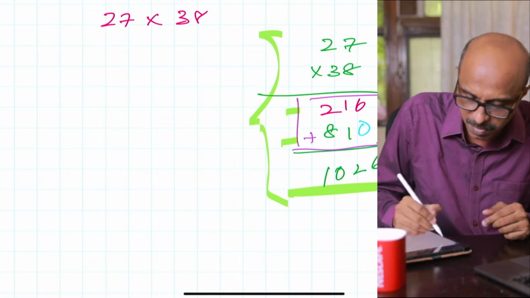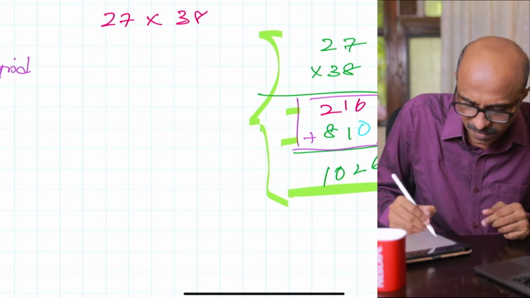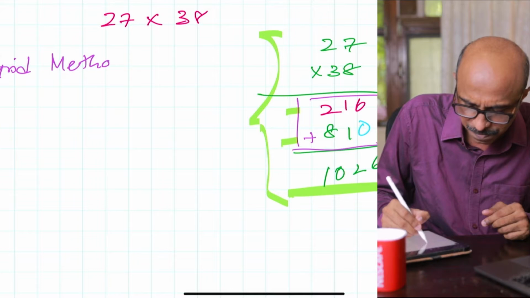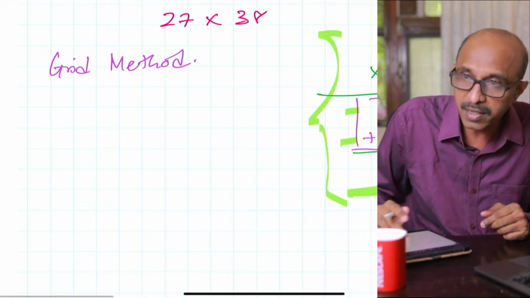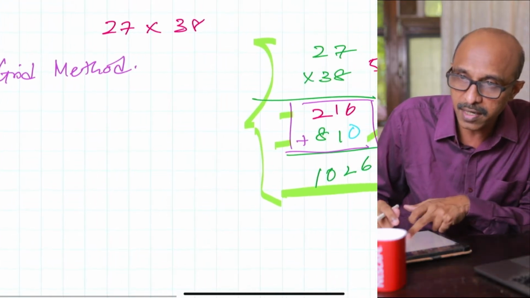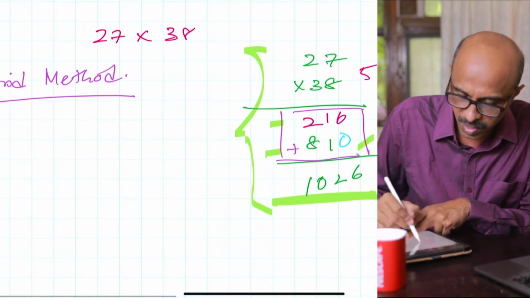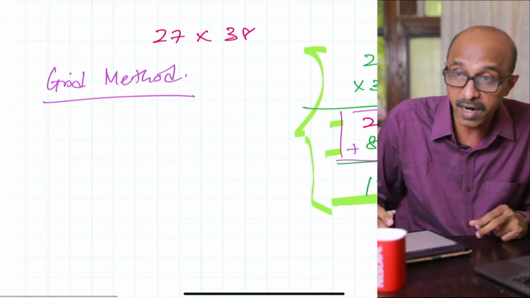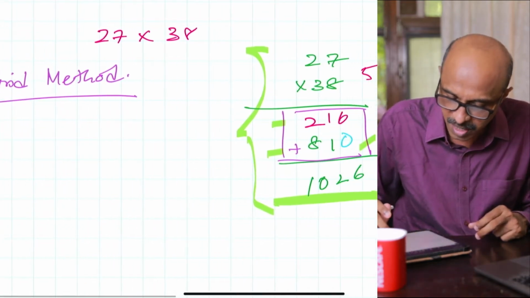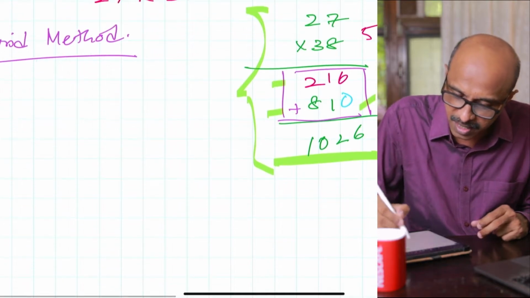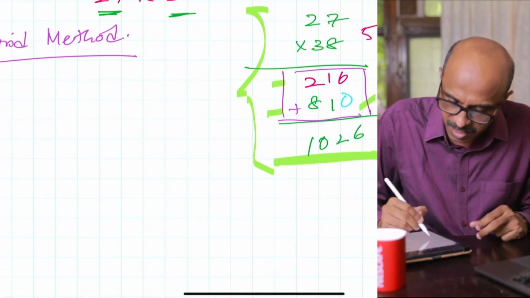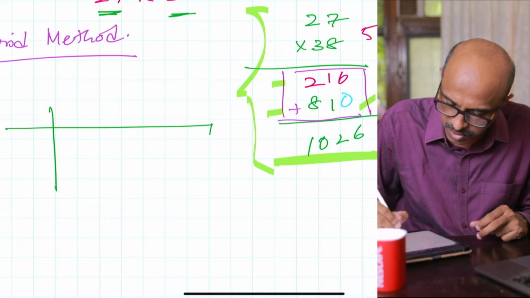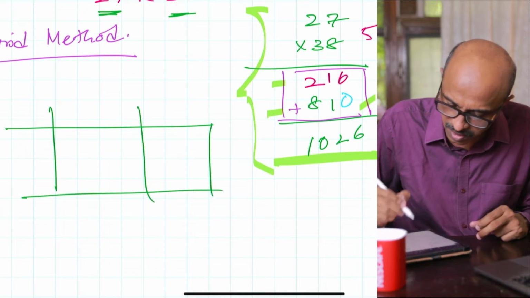It's called the grid method. You might have come across this method under a different name. Grid method, G-R-I-D method. What this method does is something like this: 27 times 38, you write it like a grid, almost like a rectangular grid.